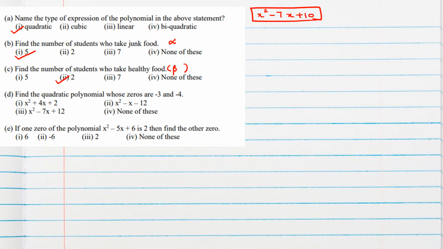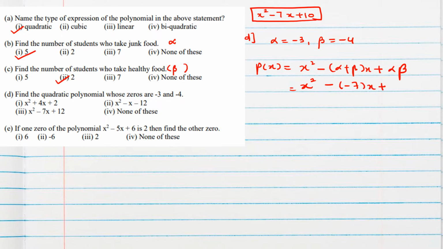Now find the quadratic polynomial whose zeros are 3, minus 3 and minus 4. So for option D, zeros are minus 3 and minus 4. We can use the formula for finding the polynomial: x square minus alpha plus beta into x plus alpha beta. So x square, alpha plus beta means minus 7 times x. Alpha beta means minus 3 into minus 4. So x square plus 7x plus 12. So this is not in the options. Okay, so we can go with the fourth option, that is none of these.